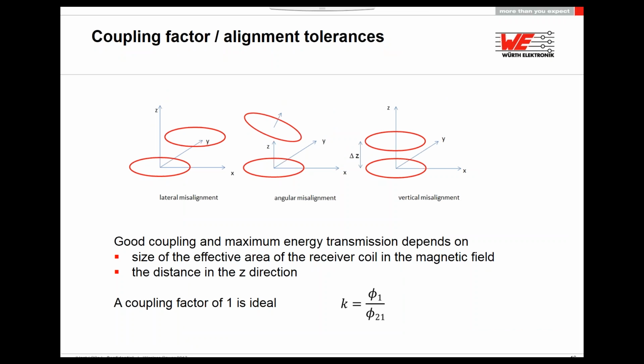Coupling between 2 coils depends on alignment, so placement of 2 coils in X and Z direction. There are 3 types of misalignment. We have lateral, angular, and vertical misalignment. And angular misalignment is the most detrimental sort.